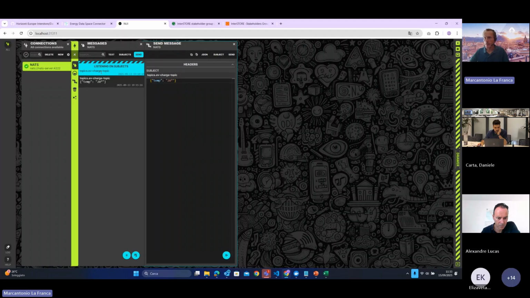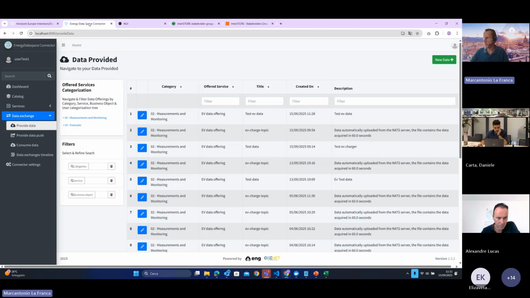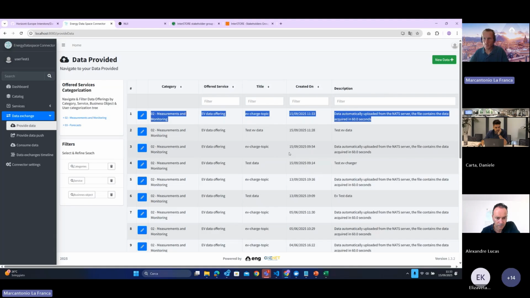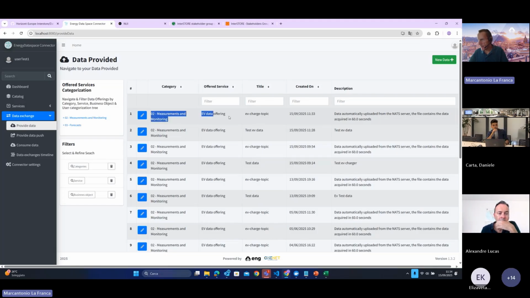And in this case, the ingestion service of the data space reads this new message from NATS and creates a new data automatically for this user, user test 1. Of course, there is a configuration that enables this: the user to be used, the link URL of the connector, and some other information. In this case, this element is created automatically by the NATS service.